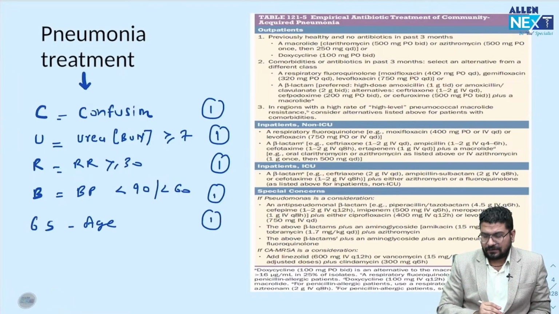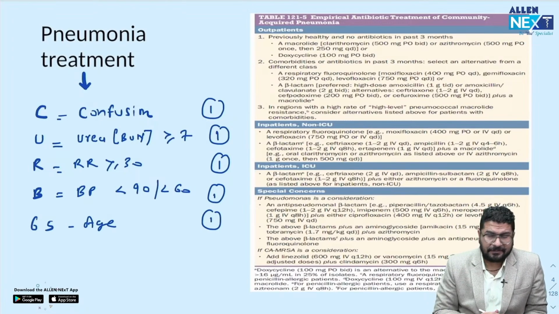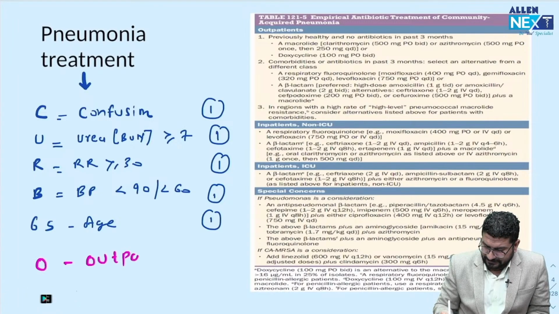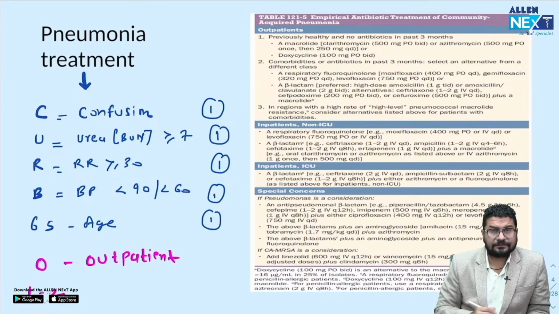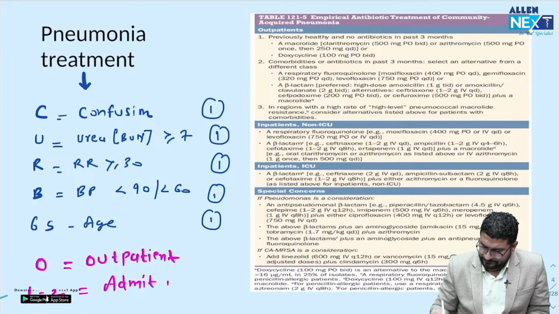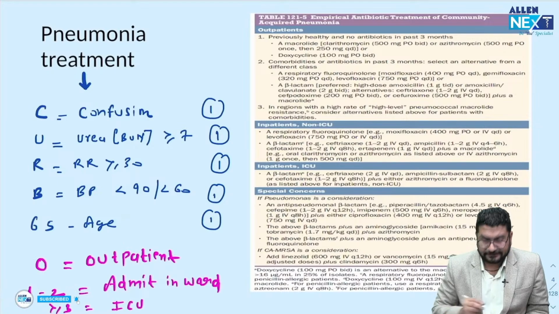Based on the score, we decide whether the patient needs outpatient or inpatient treatment. If the score is 0, the patient will be treated in the outpatient department. If the score is in the range of 1 to 2, we admit the patient and treat in the ward. Whenever you see a score of 3 or more, the patient will be admitted in the ICU.